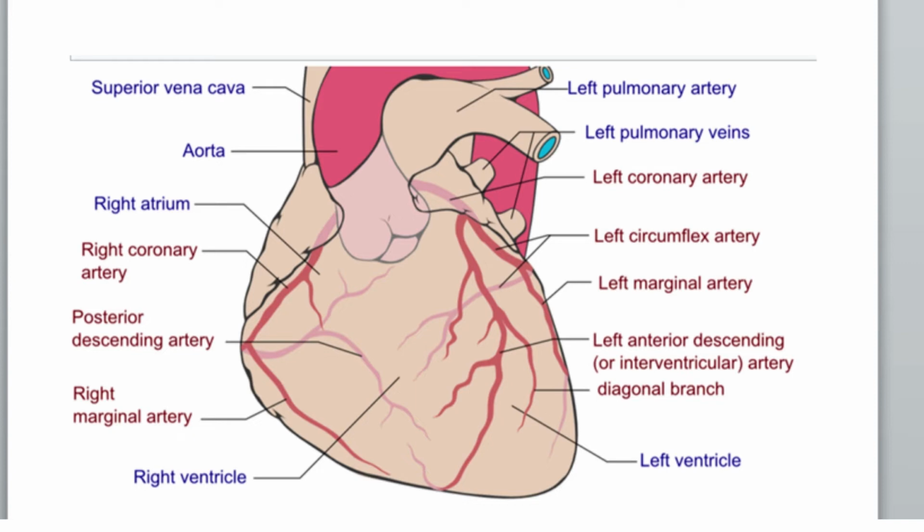The left coronary artery also gives out the branch which travels at the left border of the heart and hence is named the left marginal artery. The left marginal artery supplies a small portion of the left ventricle at the left margin of the heart.